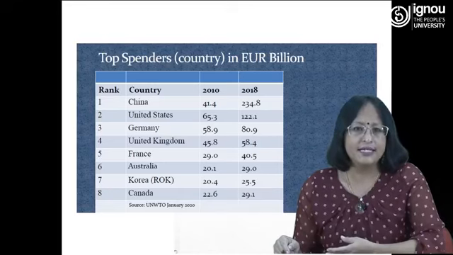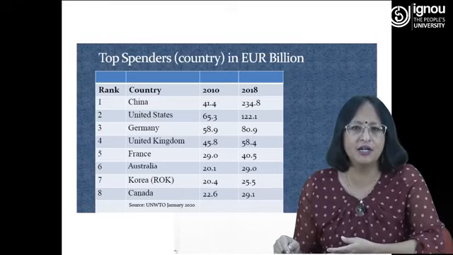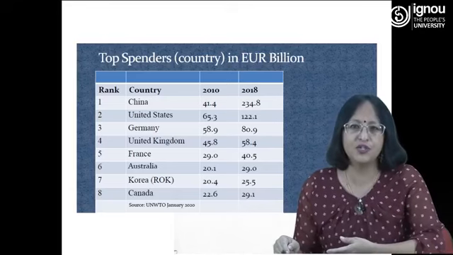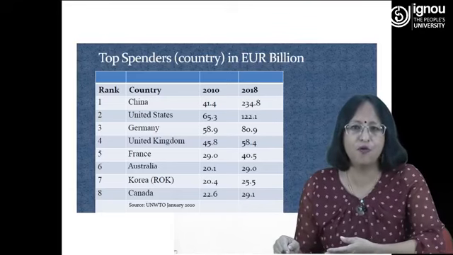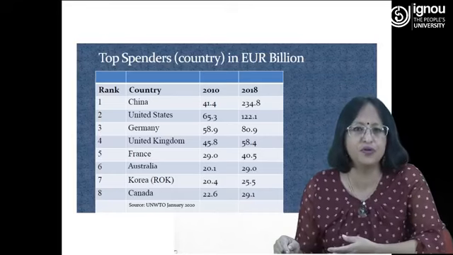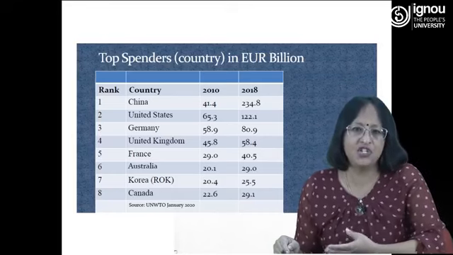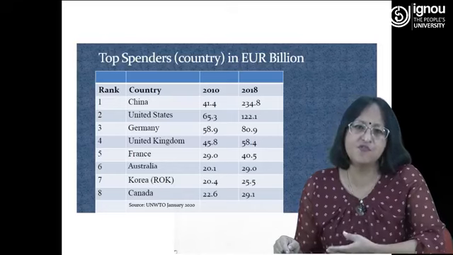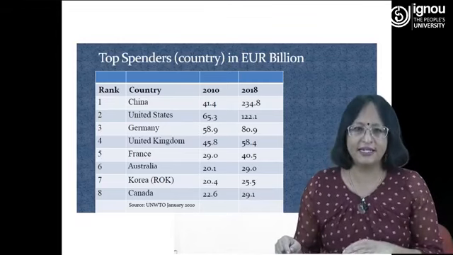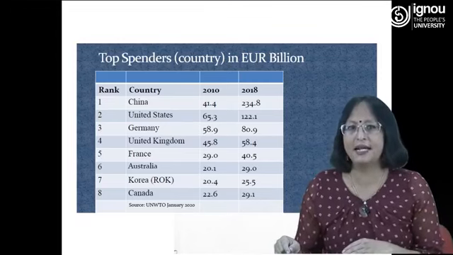If you look at this, China has the maximum spenders. They spend lots of money. And if you look at 2018 figures, 234.8 billion. This we have calculated in terms of euro. Then United States, Germany, United Kingdom, France, Australia, Korea. This is the Republic of Korea, which we know as South Korea. And then Canada is here. So these are the top 8 countries, spenders.